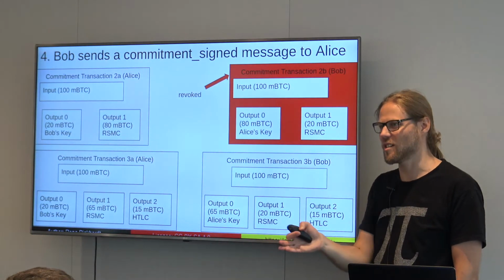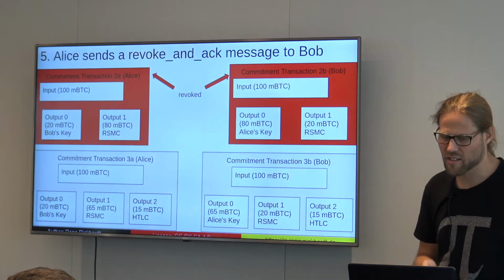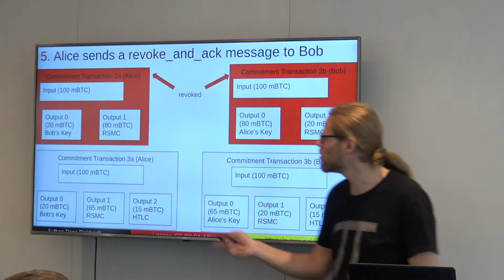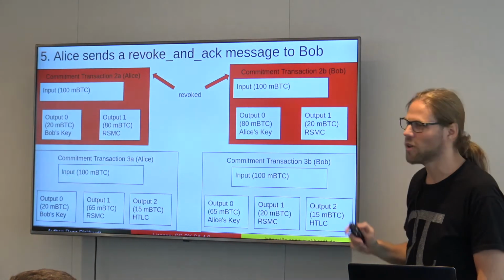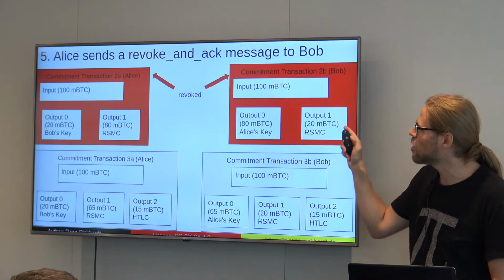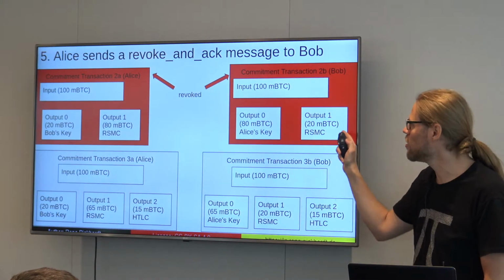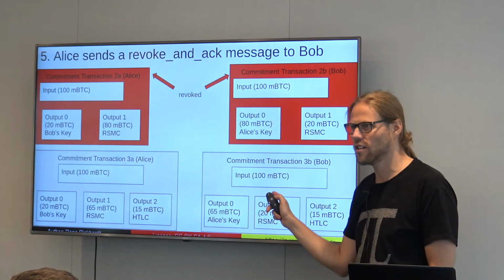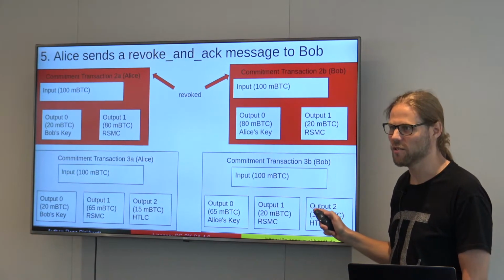Maybe she already has set up an HTLC incoming to her, right? So what Alice now does is she sends the revoke and ACK message, which basically reveals the revocation key of this output to Bob. And now after Bob has received this message, we know these two states are really invalidated. These two are the real new states.